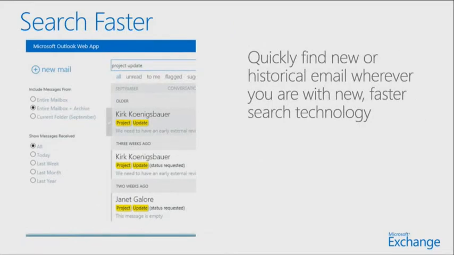Search. In this case, this is the Outlook web app. So when I type project update in the search field up here at the top, it's going to search the entire mailbox, the mailbox and archive, or just the current folder you're looking in. You have those options. And then when do you want to search? All, today, last week, and the search will send back everything that has project update listed in the mailbox.